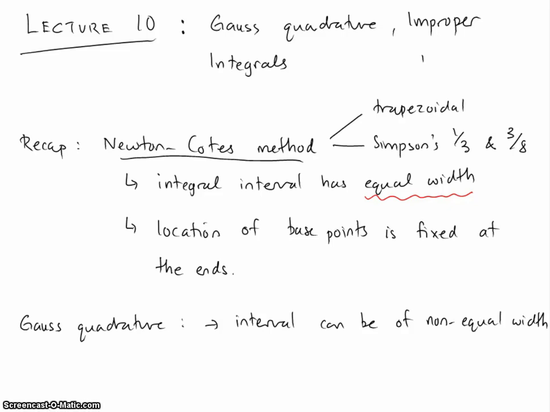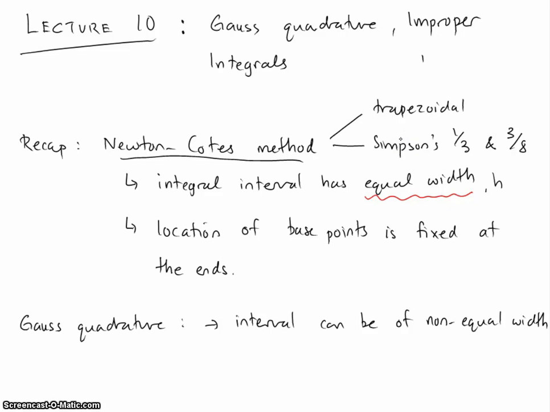In this lecture, we will be looking at Gauss quadrature that we implement to a typical integral as well as improper integrals. So if you recall what we've learned so far with regards to numerical integration, with the Newton-Cotes methods such as trapezoidal and Simpson's one-third and 3/8 rules, the integral interval that we use for each segment has equal width of h.